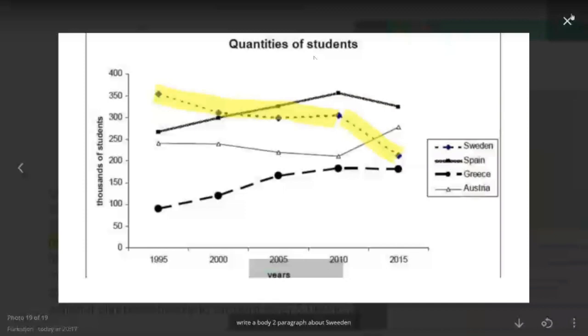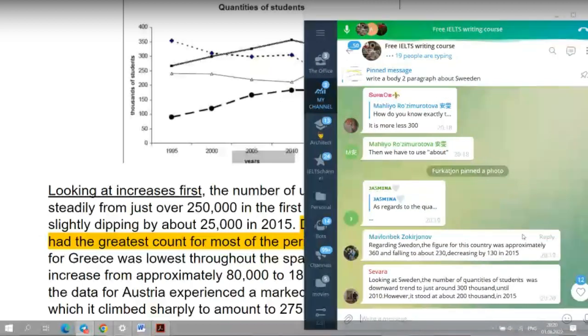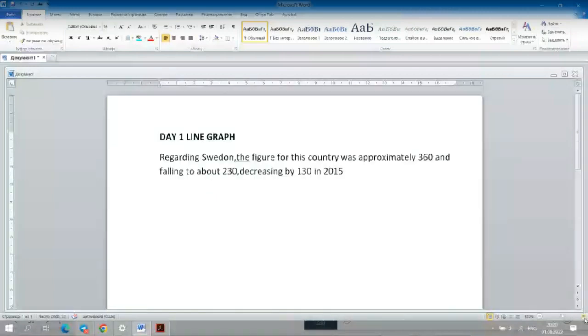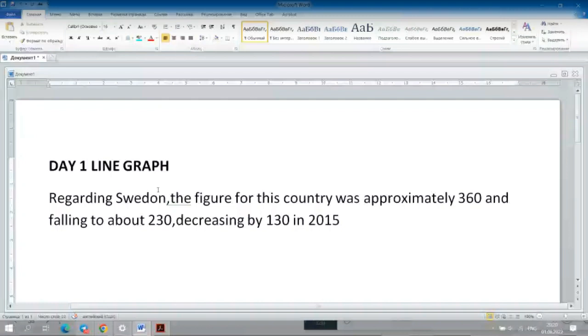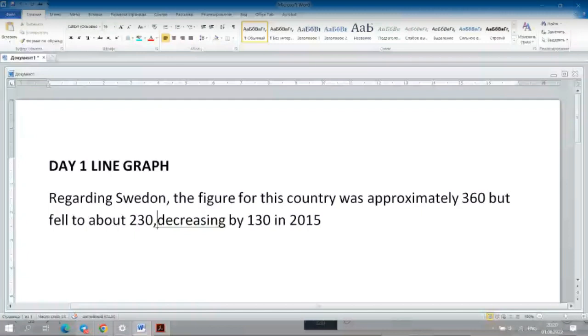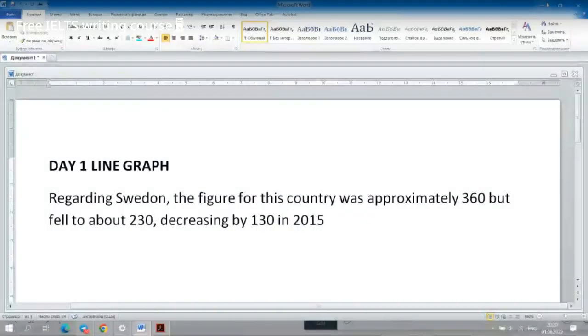Okay, here's what we're gonna do. Let's look at this sentence. The figure for this country was approximately 360, but, so here's what you should say: but fell to about 230, decreasing by 130 in 2015. Okay, so you shouldn't say falling. Instead, you should just say fell. Yeah, but fell.